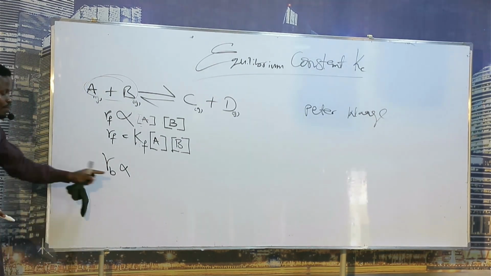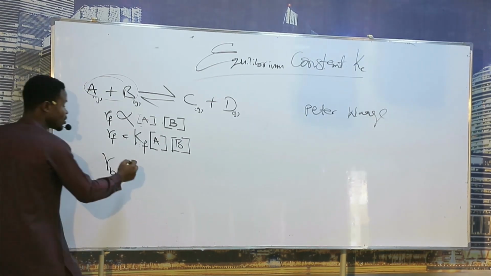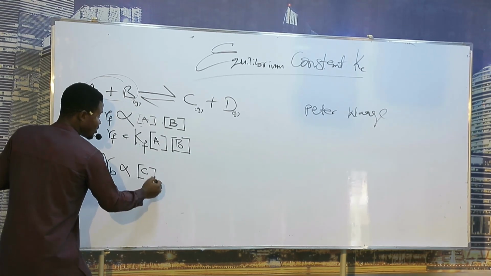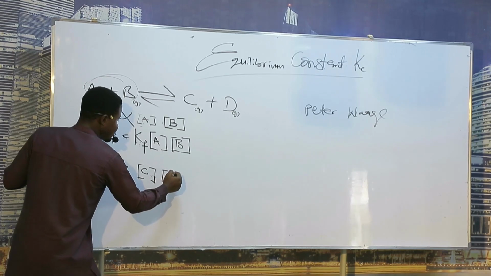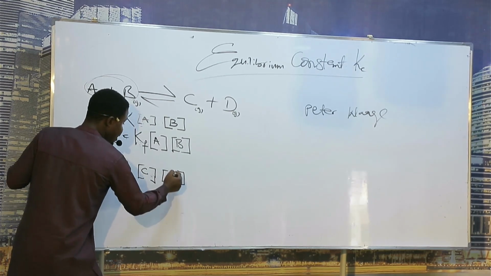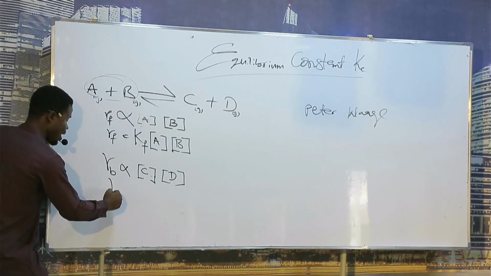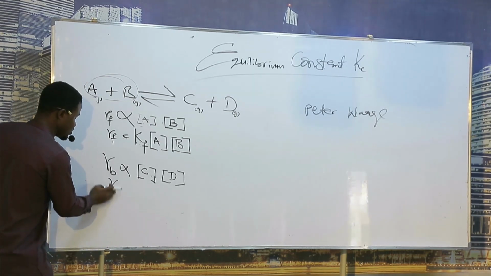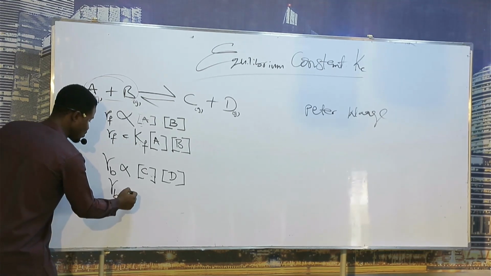All right, what is the rate of the backward reaction? It's going to be C times D. Now, RF, RB is equal to what?